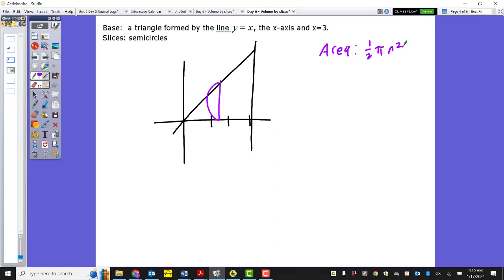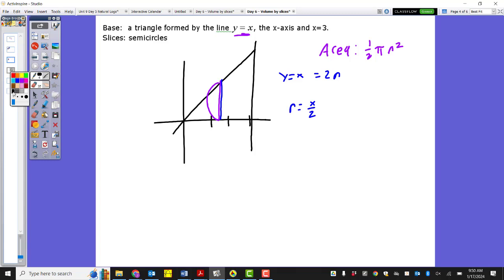So we really need to figure out what the r is. Well, the only thing we have to go on is the function. The function is this whole distance here. So the function would be the diameter. So y equals x is 2 times r. So that means r is going to be x over 2. So there's our radius, just half of that.